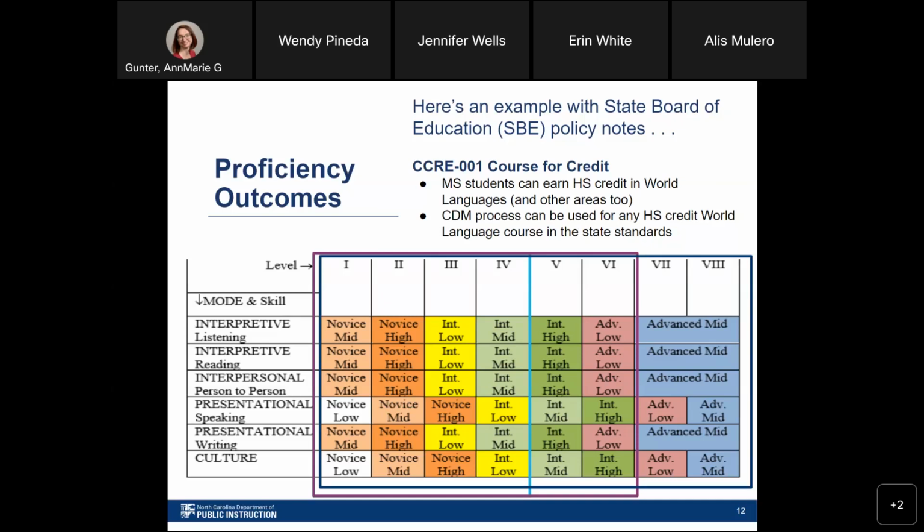That, of course, does not include things like Advanced Placement or International Baccalaureate, which you cannot do the CDM process with because those are not in our state standards, either in world languages or any other area. But the ones that are described in our state standards document can be used for the CDM.